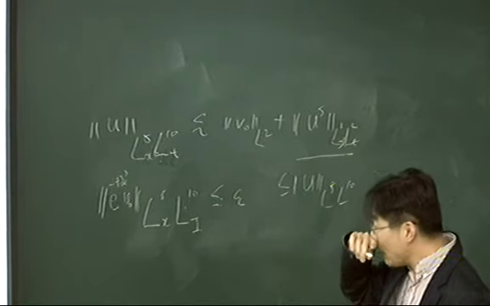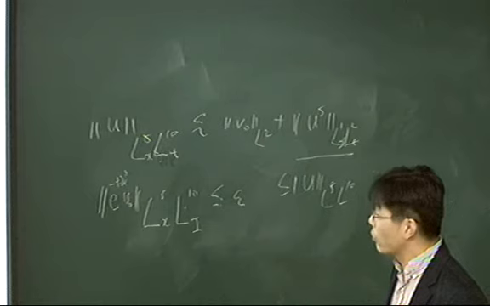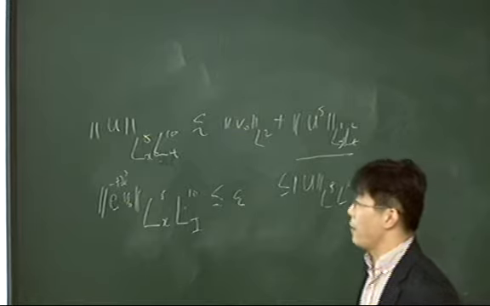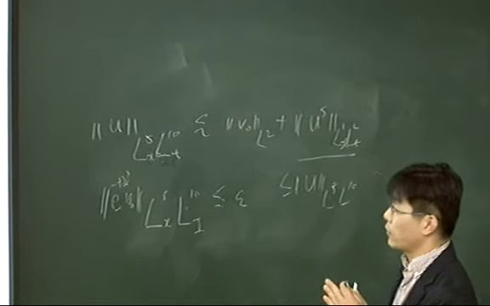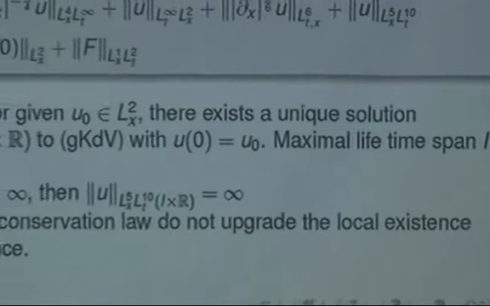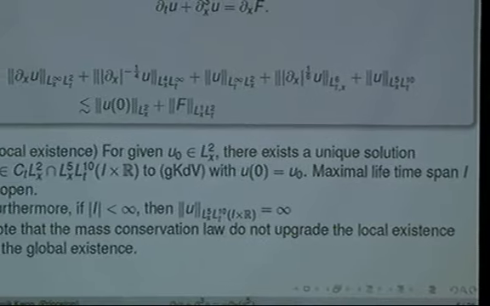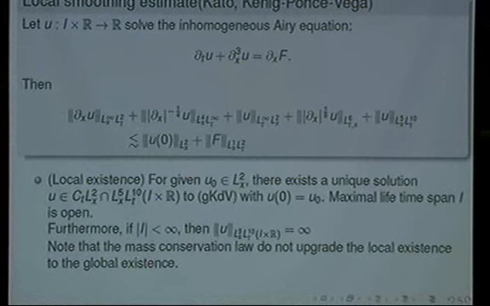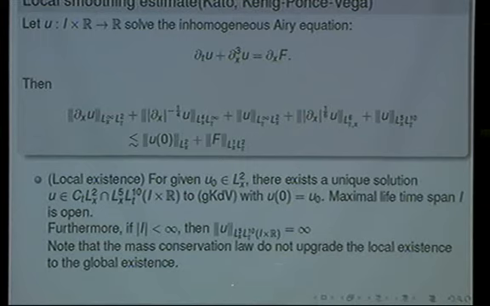So we have a local solution on a time interval satisfying such a condition. The time interval for the local existence depends not only on the norm of the initial data, it depends on the profile of the initial data. So the mass conservation law doesn't imply global existence. Mass conservation cannot be combined with the local theory to obtain global existence.